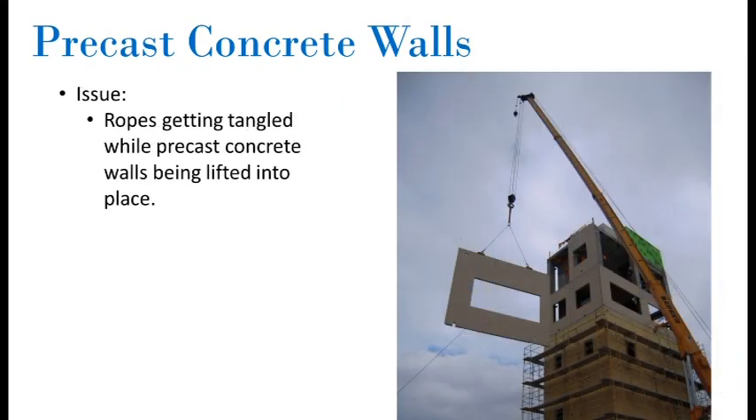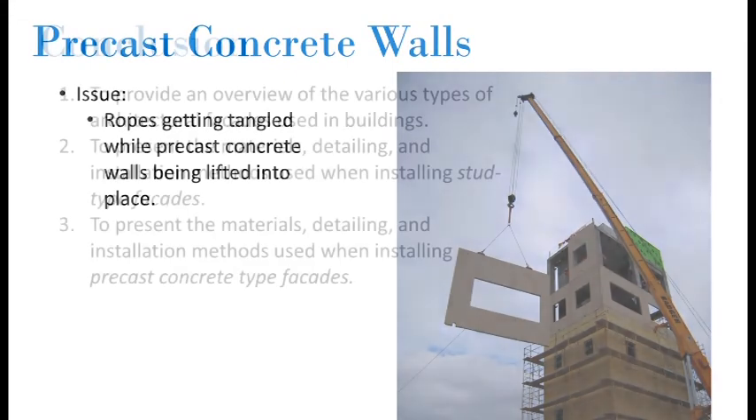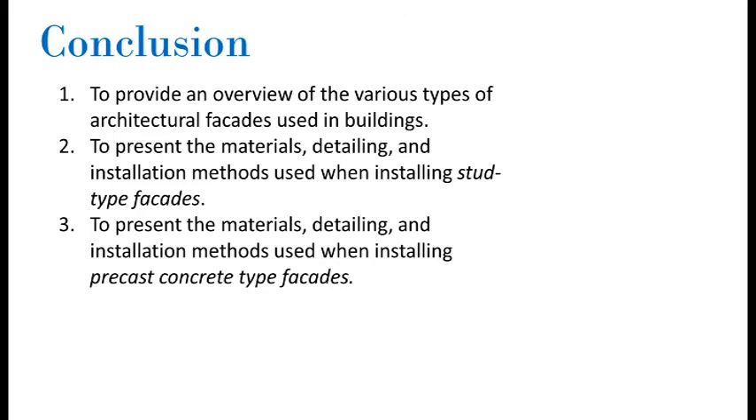During the installation of the precast concrete panels in the 5-story building, one problem that repeatedly occurred was the ropes used by the crane to carry the panels repeatedly got tangled. This video, which is the 6th in a series utilizing data collected from a full-scale building test program conducted at the University of California, San Diego, was intended to provide an overview of the various types of architectural facades used in buildings and to present the materials, detailing, and installation methods used when installing both metal stud type facades and precast concrete type facades.